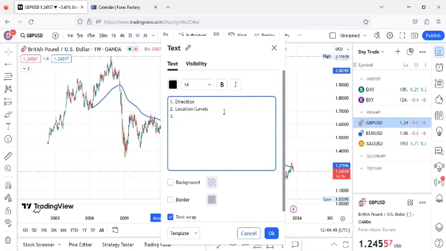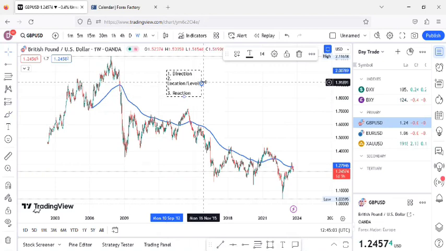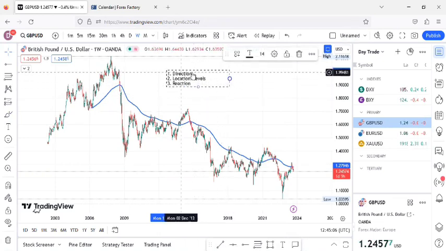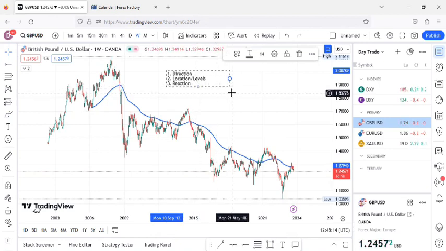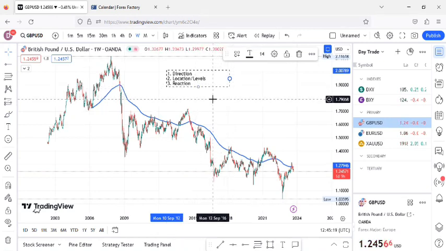Then the third thing you need to consider during your technical analysis is the reaction. That is, when the price gets to those levels or locations, how does it react at those levels? It is the reaction of the price movements that will enable you to determine whether you are to buy or to sell.